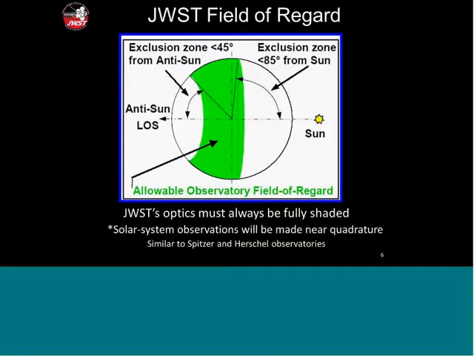Field of regard. This just shows you the annulus that we have available at any given time. As you can see, just due to the constraints of the observatory, the sun shield gives us this sort of restricted regard. Like I said, we cover about 35% of the sky at any given time. For the solar system, this means that most of our observations are going to have to be made near quadrature, but we're used to doing these types of observations and planning. Very similar to Herschel capabilities.